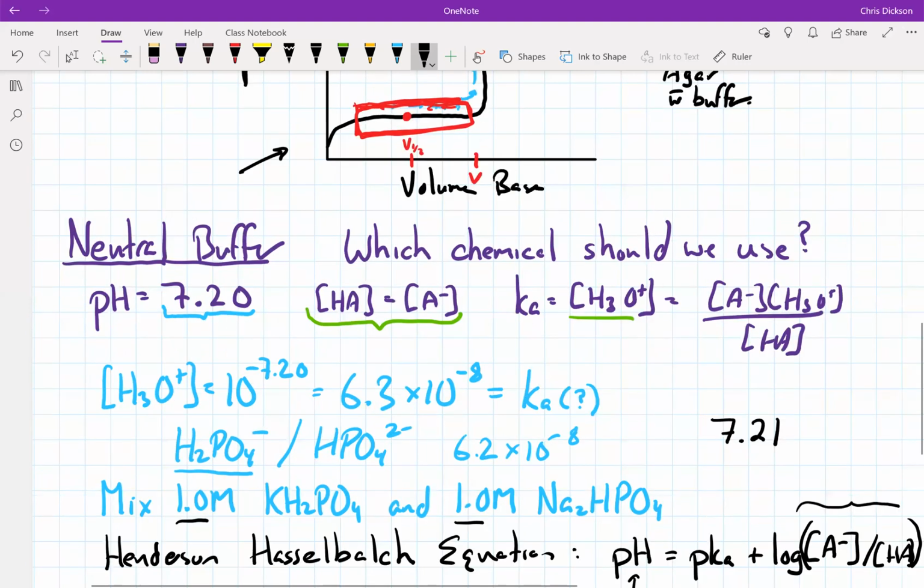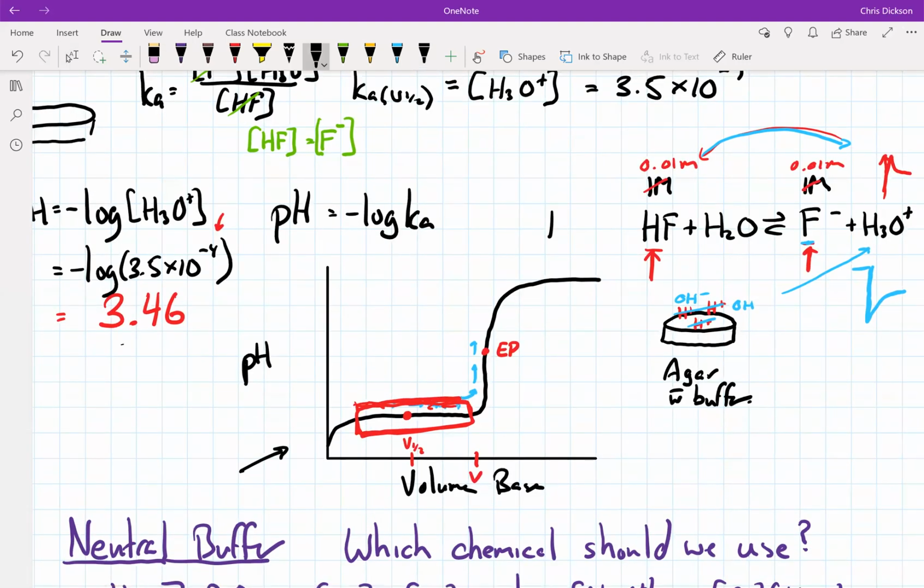And of course, if you go back up here, we said pH 3.46, that was an acidic buffer. So let's make a basic buffer solution, and let me think here. I need to just work out a quick value.